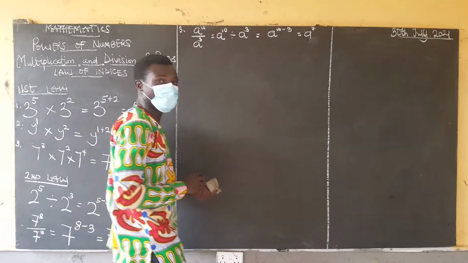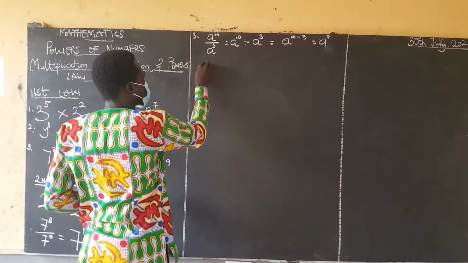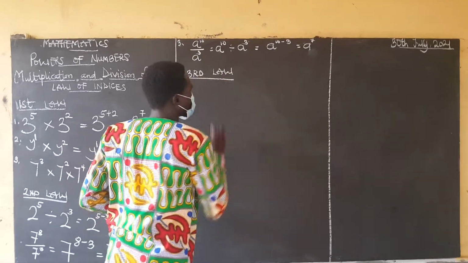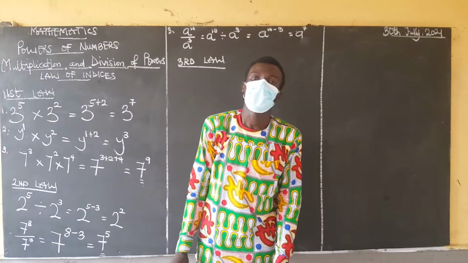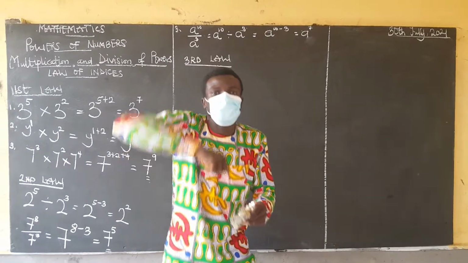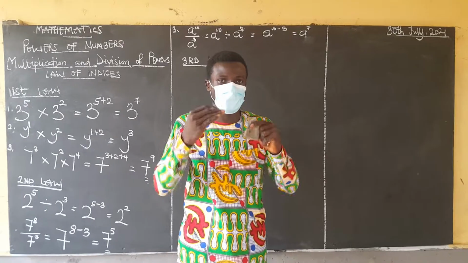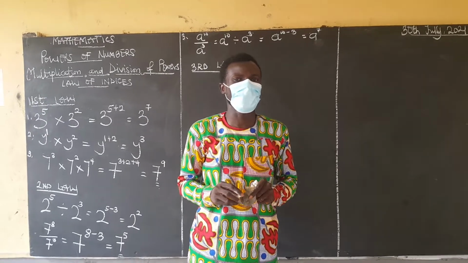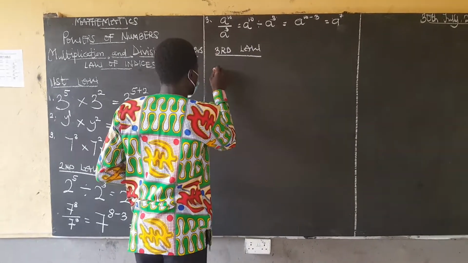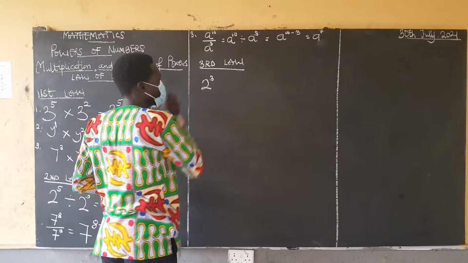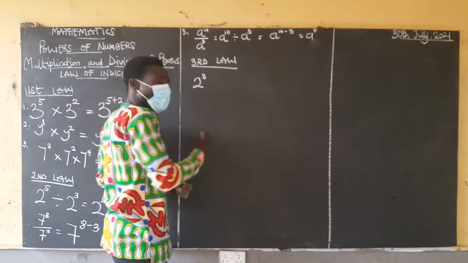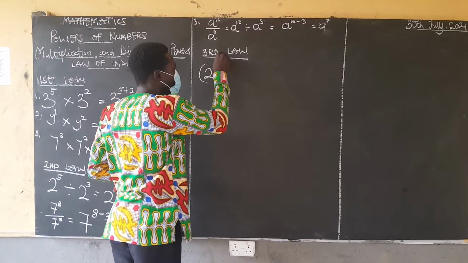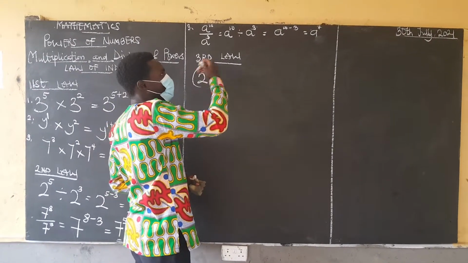Let's look at the last law, or the third law of indices. The third law is saying that if you have a power and that power has been raised to a power, you multiply the two powers. What am I talking about? 2 raised to the power 3 is a power. So if this power has been raised to another power, let's say this has been raised to the power 4.